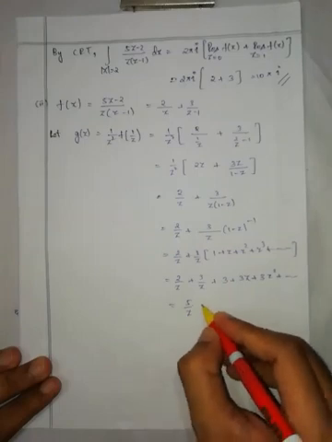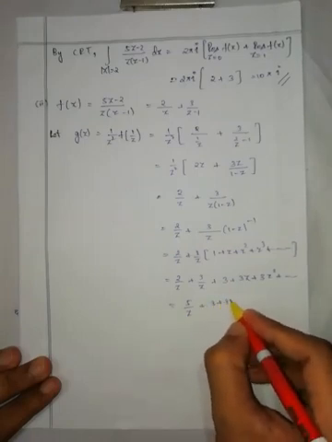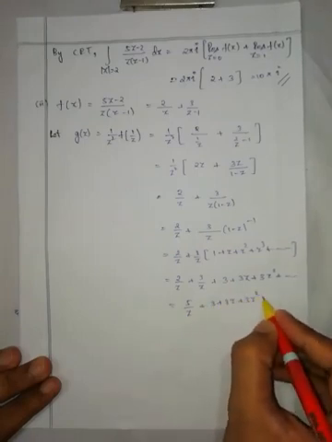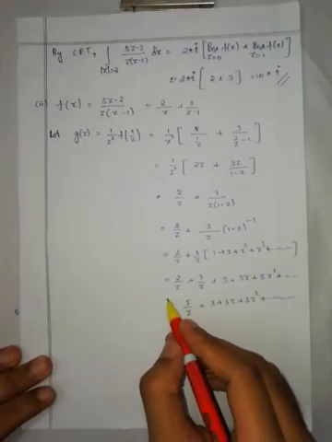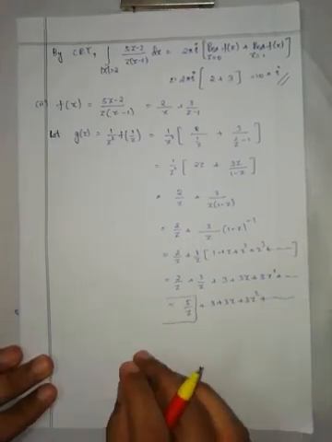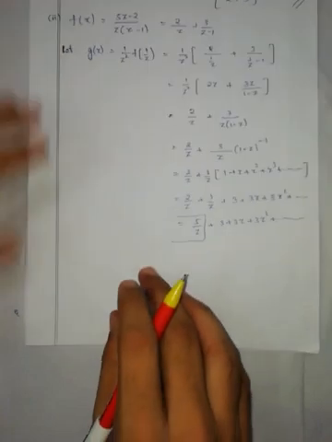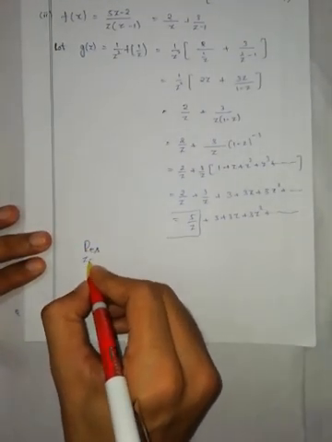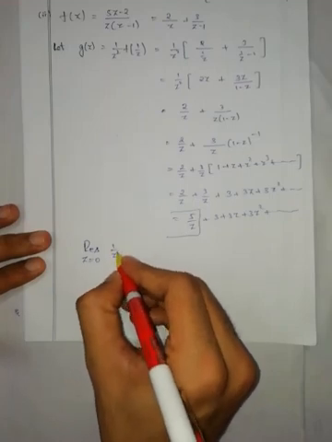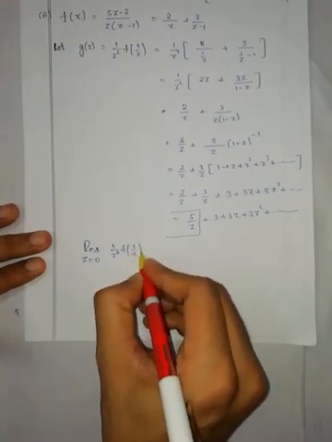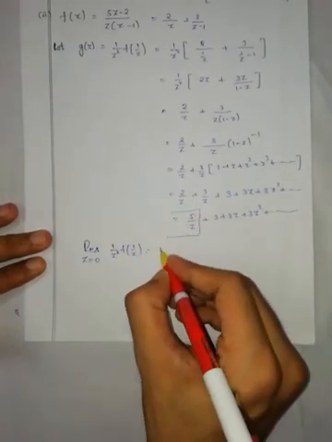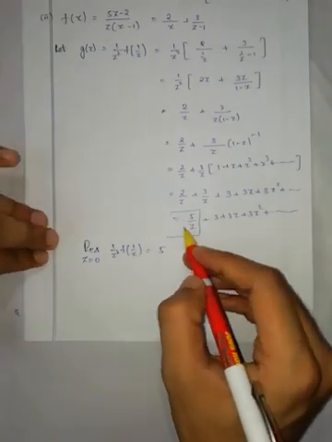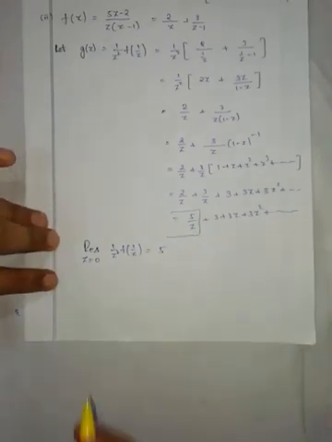5 by z plus 3 plus 3z plus 3z square plus so on. What is the principal part? This is the principal part. Therefore, what is the residue at z is equal to 0 of 1 by z square f of 1 by z? It is the coefficient of 1 by z, that is 5.